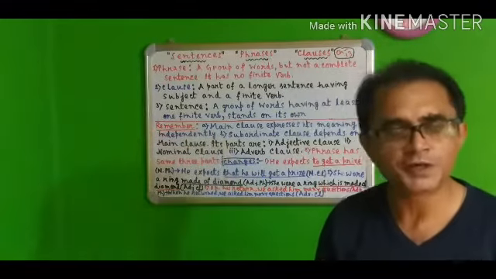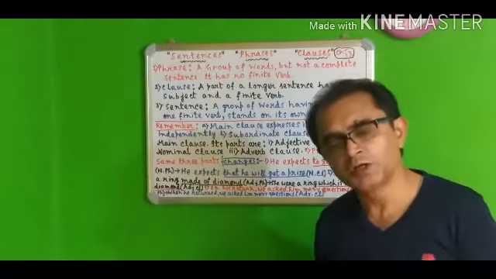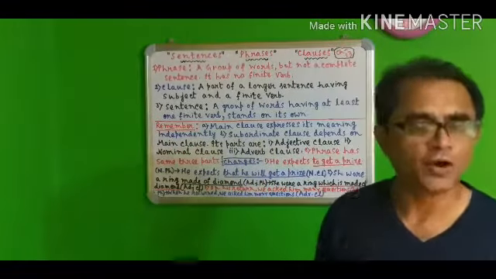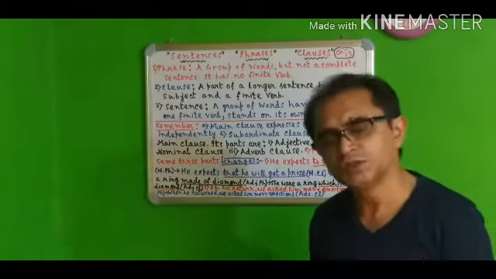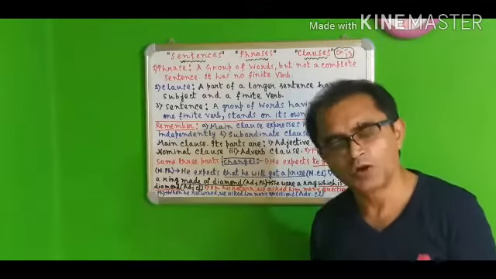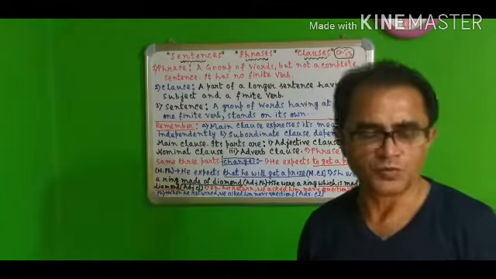Who came here yesterday means the boy. The boy is a noun. When a subordinate clause qualifies a noun or pronoun, we call it adjective clause or relative clause.